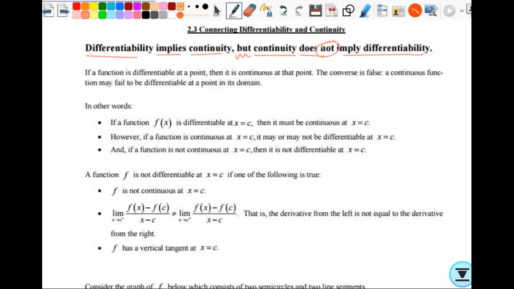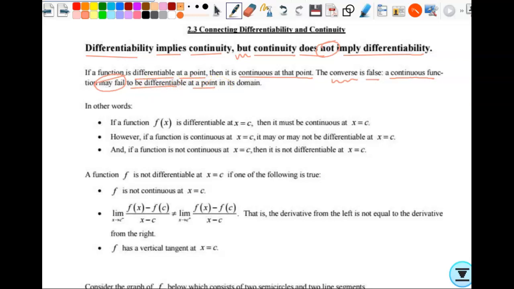All right, so what this is saying is if a function is differentiable at a point, then it is continuous at that point, has to be. The converse, so flashback to geometry when you had converse, inverse, and contrapositive, that means saying it the opposite way. The converse is false. A continuous function may fail to be differentiable at a point in its domain.